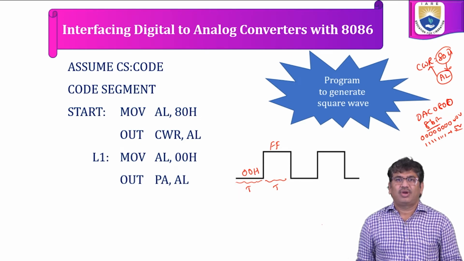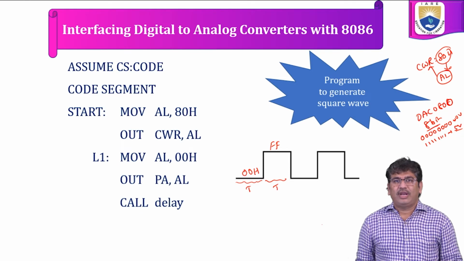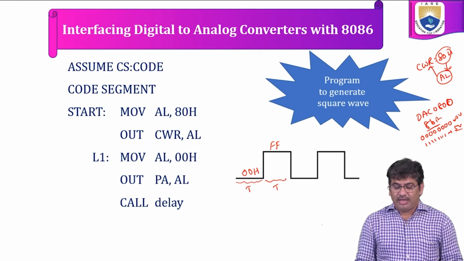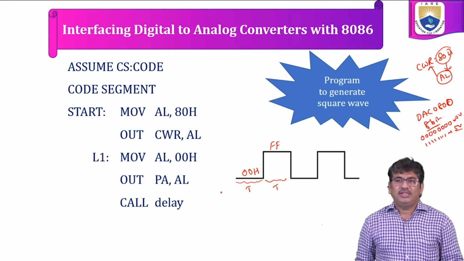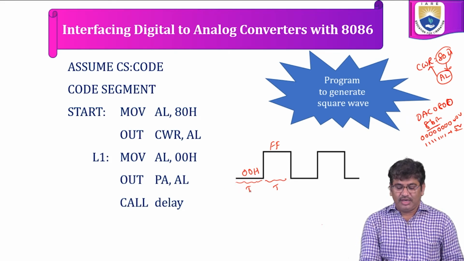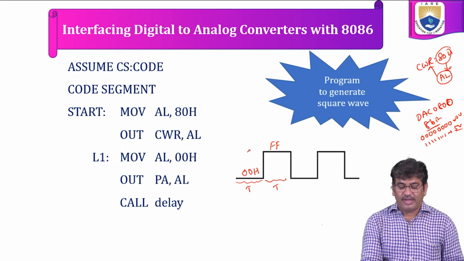So for that, we will call a delay program. For calling a delay program, the instruction we will use is call delay. This delay program will be written depending upon how much time we want to keep the output at 0. Once it is generated for a time T with logic 0 or voltage 0, then we have to raise this to plus V volts.